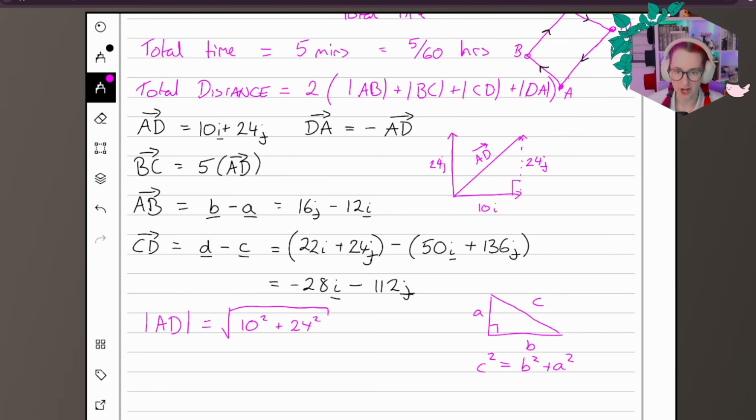But because i and j align with the x and y axes, they are perpendicular to each other. So they're at a right angle. So they always make a 90-degree right angle with each other. So we can always use Pythagoras to find them. So we take the square of the i term, and then we take the square of the j term, add them, and then we square root, and that gives us our length.